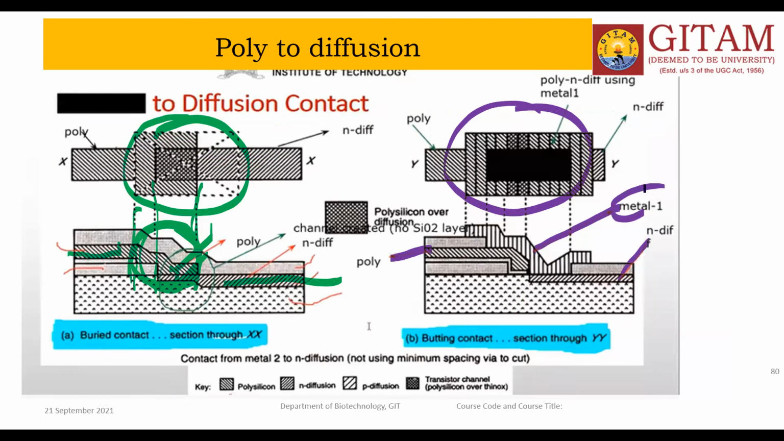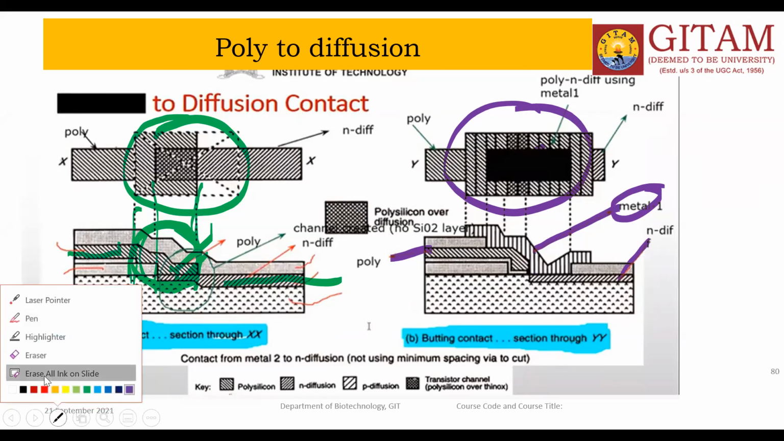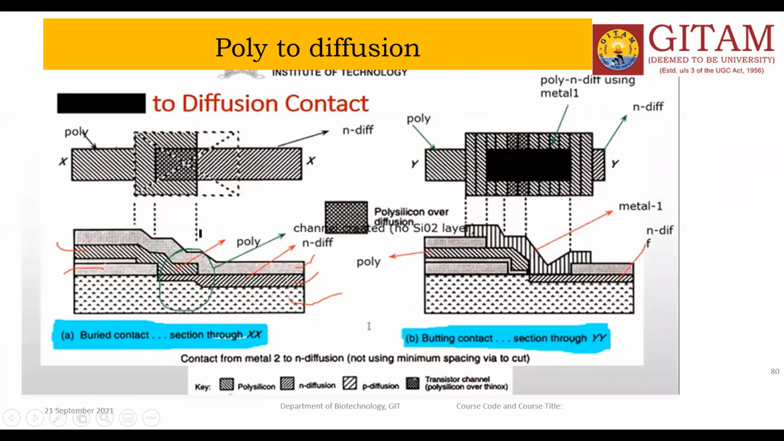The metal one is used to join these two. Before that, how are they doing this? First, keep the metal one over this, create a hole, and put the contact cut. So this is the way. See these two differences. This difference and this difference. How is the connection established between the poly and diffusion?